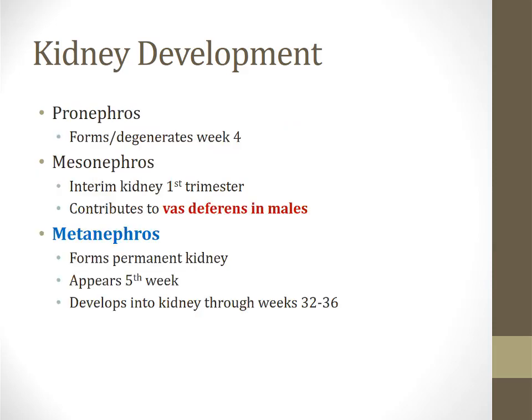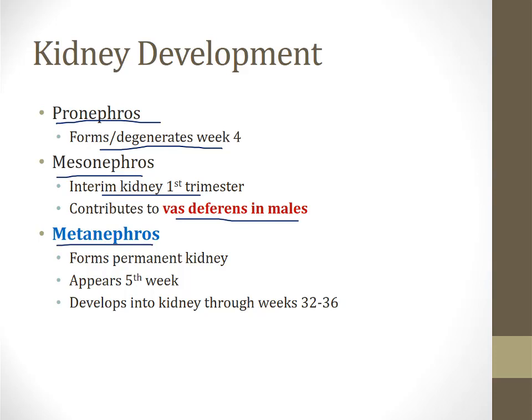The first kidney structure to form in utero is called the pronephros. This structure forms and then degenerates by week 4 early in the first trimester. The second kidney structure to form is called the mesonephros. This structure functions as the interim kidney in the first trimester, and then it degenerates, although it contributes to the vas deferens in males. The final kidney structure is called the metanephros.